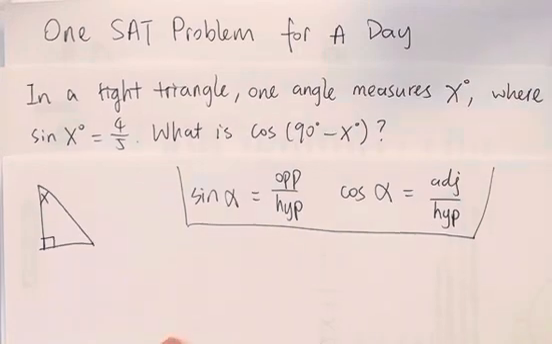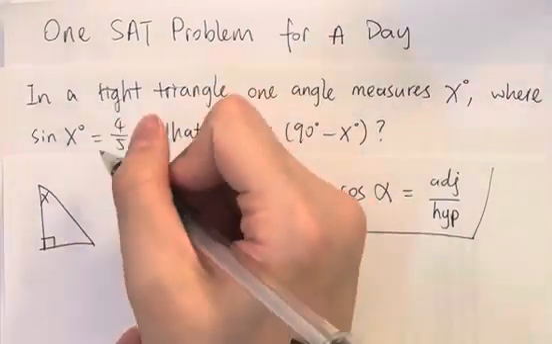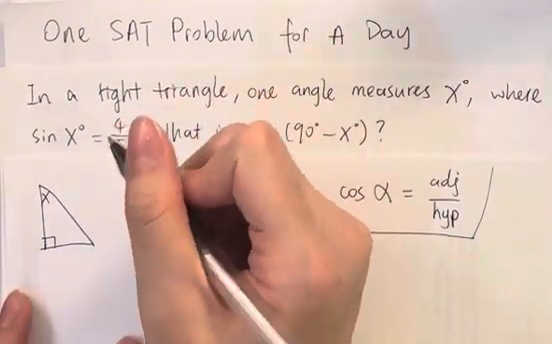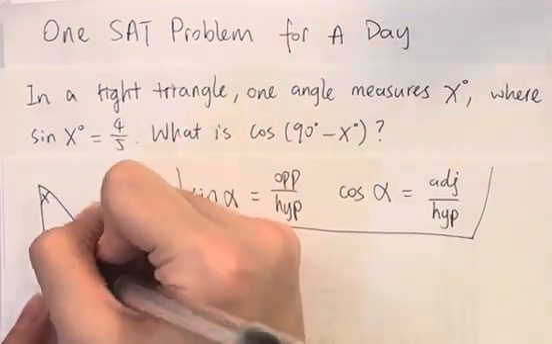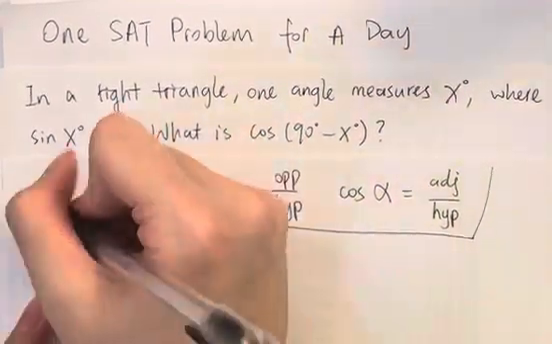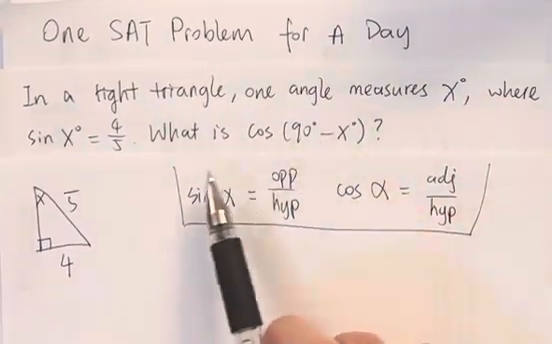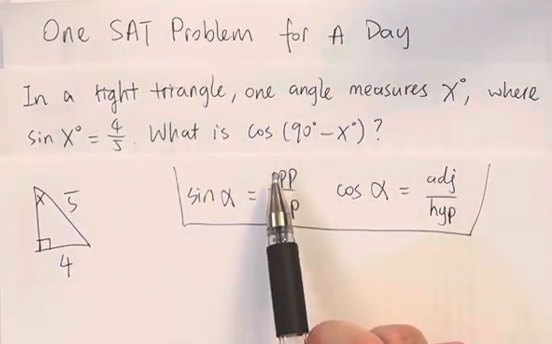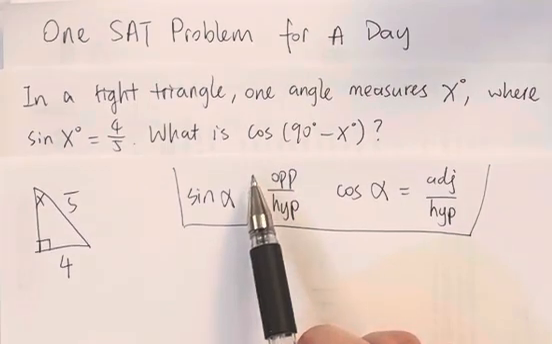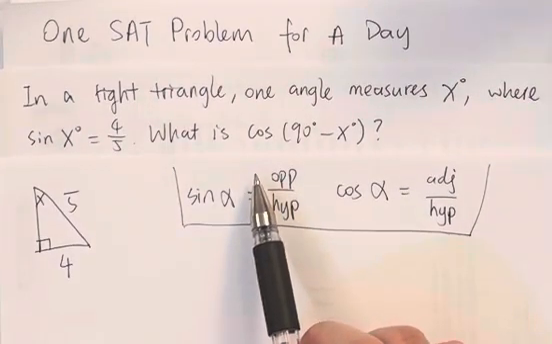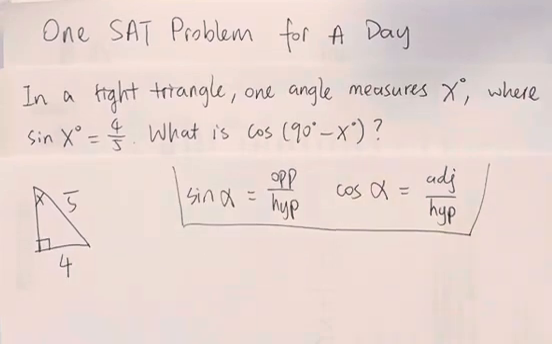So for this one, it says sine of x is equal to 4 over 5, which means 4 is the opposite side, which is this side, and the hypotenuse is 5, which is this side. Okay, and for this part, it asks us for the cosine of 90 minus x. You might wonder where we can find the angle for 90 minus x. Like, where does the angle come from?